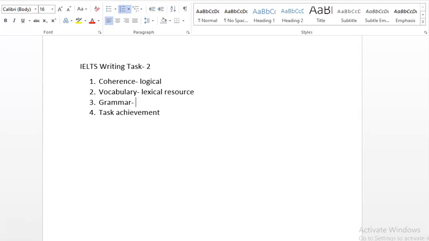About grammar, the name indicates that you need to show nice and accurate grammar. So I'm going to write here accurate sentences in terms of grammar.